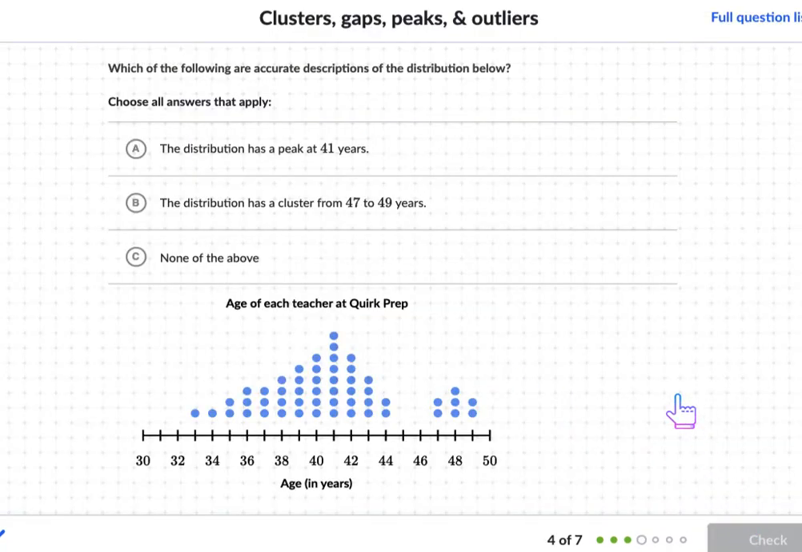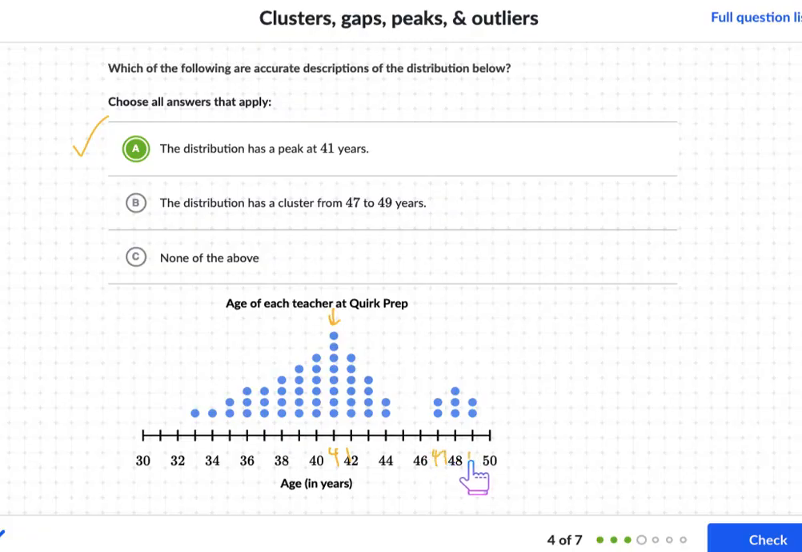All right, this is our last one. Try this one on your own first. Pause the video. Okay, again, we're going to read through the answers and see which ones apply. The distribution has a peak at 41 years. I see a peak right here. Does it belong to 41, between 40 and 42? Yes, that one's good. The distribution has a cluster from 47 to 49 years.